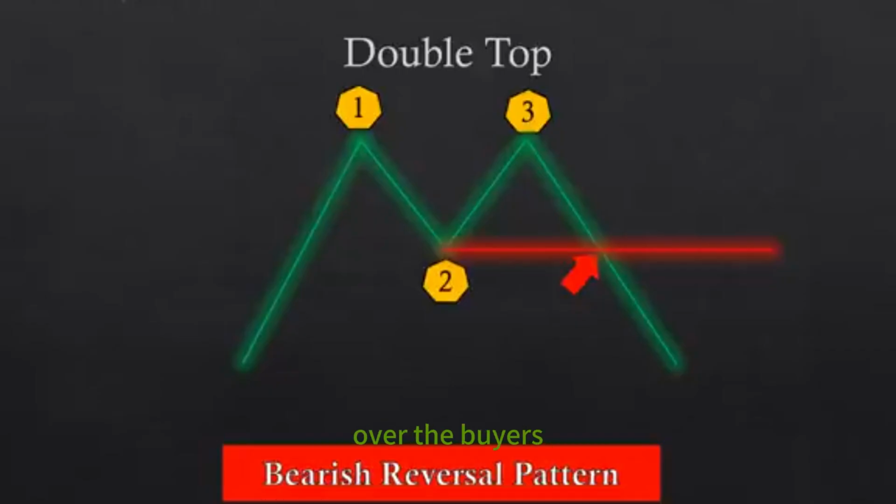are gaining power over the buyers. So not only did buyers fail to create a higher high, but sellers were able to break the last level where buyers came from.